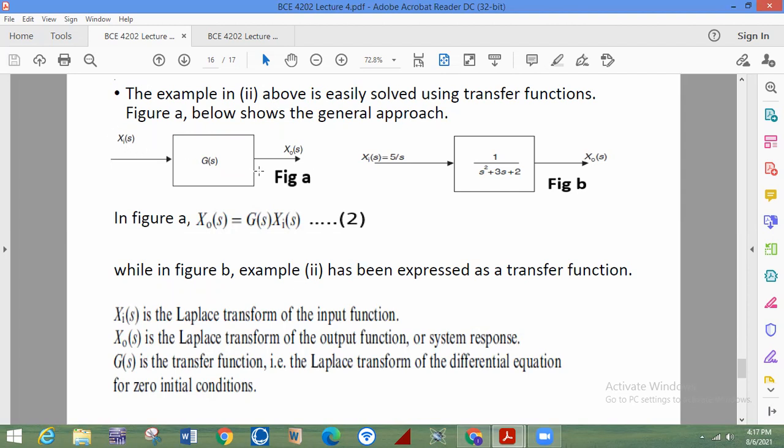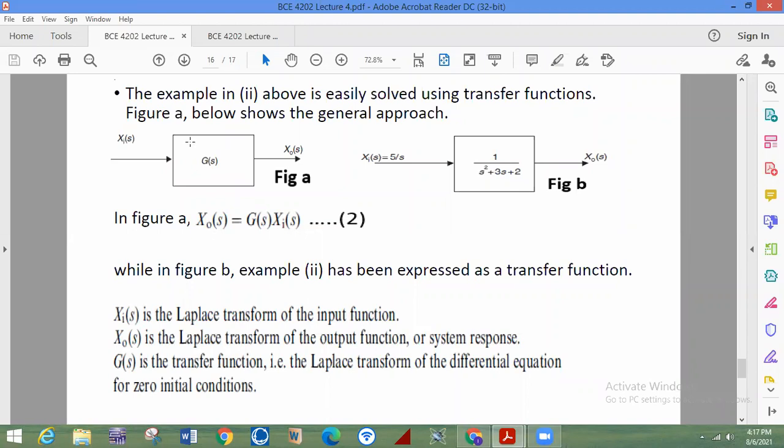This is your input and this is your output, and this is the transfer function. They are defined here. Xi of s is the Laplace transform of the input function. X naught is the Laplace transform of the output function or the system response, and G of s is the transfer function or Laplace transform of the differential equation.